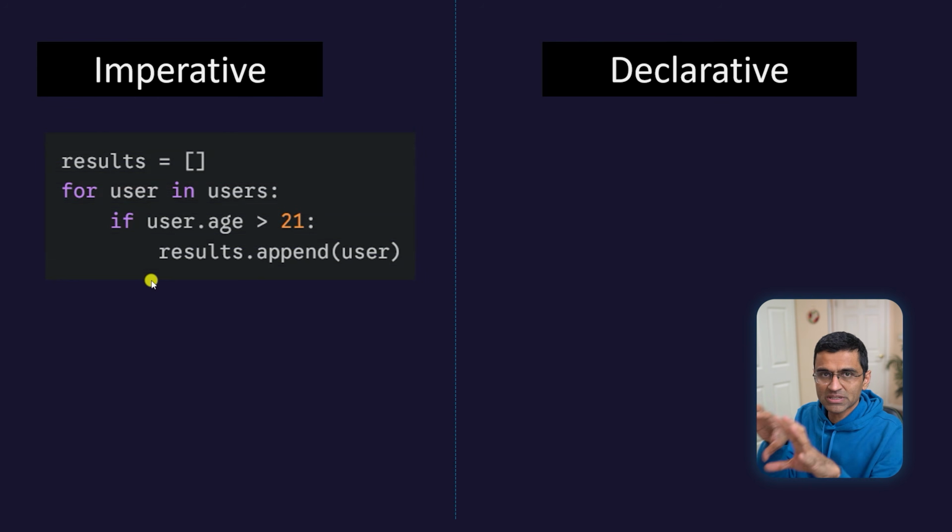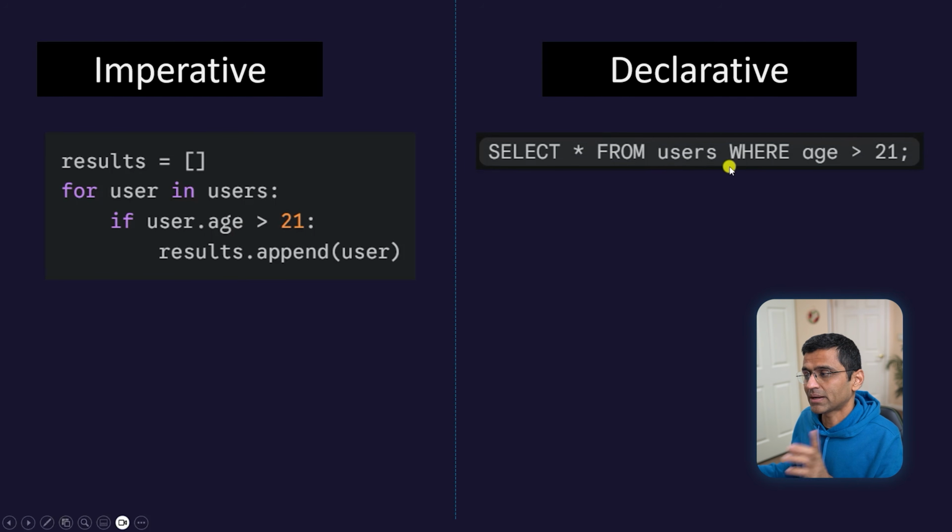Let's say you have this Python code which will filter those users who have age greater than 21. You are running a simple Python loop and aggregating your results into this result array. Now if you're using SQL, the same thing you can do by running this SQL query. Okay, so assume you have a database with all the records and you want to filter those who have age greater than 21. In that case, you can write this SQL query. So this SQL query is declarative and this Python code is imperative.